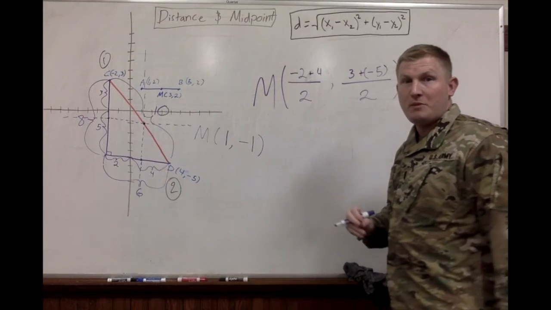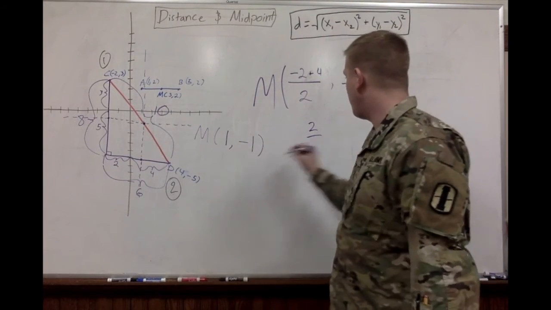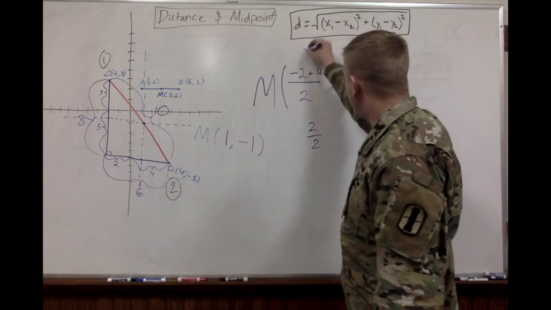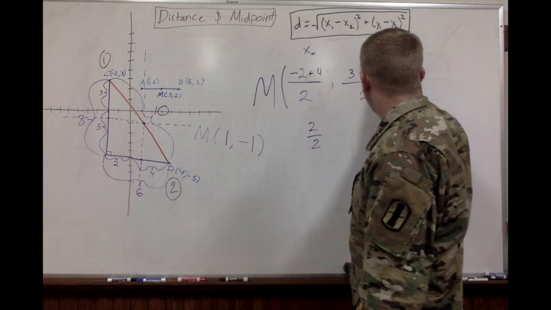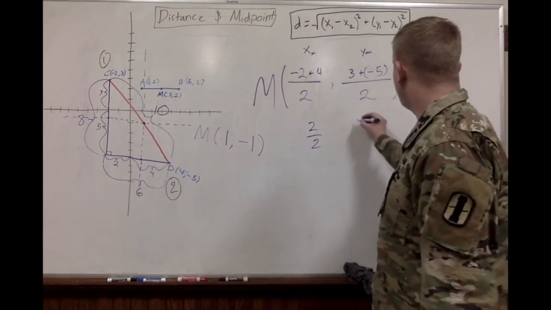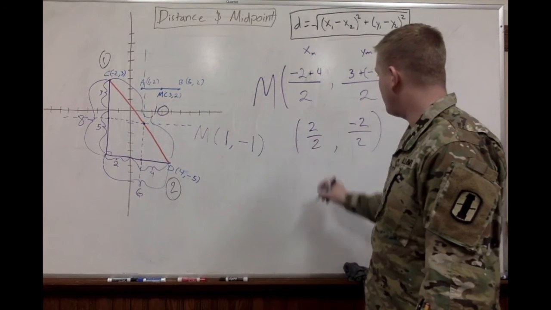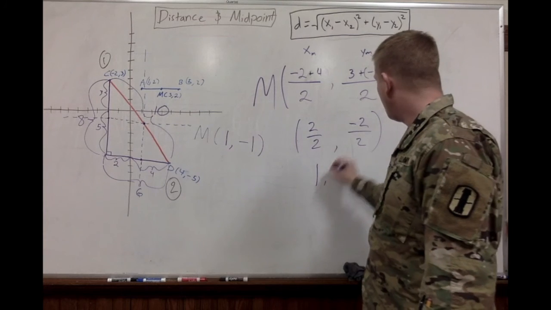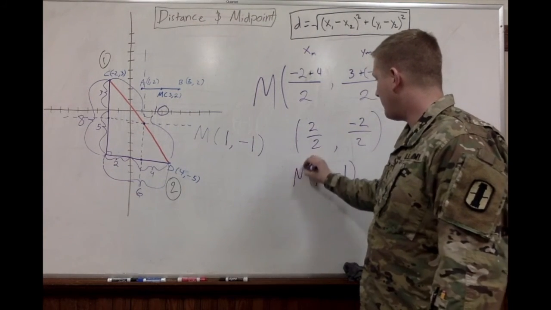Negative 2 plus 4 is positive 2. Positive 2 divided by 2 gets us our 1 for the x. If that wasn't clear, this is the x-coordinate for our midpoint, and this is the y-coordinate for our midpoint. 3 plus negative 5 gets us negative 2 over 2. 2 over 2 is 1, and negative 2 over 2 is negative 1. And that's how we get our midpoint.